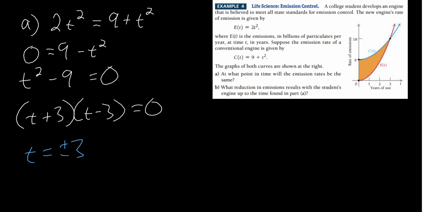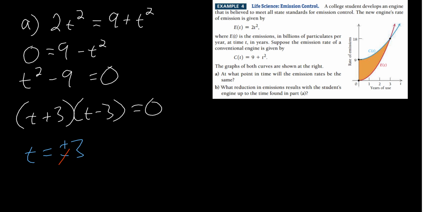Anyways, going back to the problem, at what point in time will the emission rates be the same? Well, they're going to be the same at, are we in years? T is years, right? Yeah, t years. So we have t is equal to plus or minus 3. I can't go back in time, so that tells us right away that we can disregard the negative t. I don't really care about the negative 3.